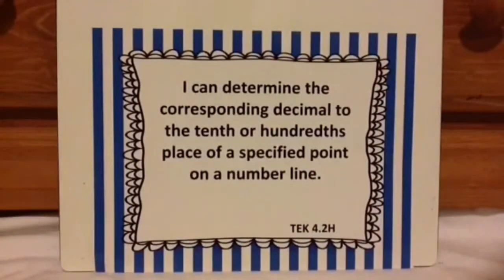Scholars, let's look at TEK 4.2H. It says, I can determine the corresponding decimal to the tenth or hundredths place of a specified point on a number line. So this basically means that you might have a number line with some blank spaces, and you are given a dot on one of those blank spaces and you have to figure out what that decimal is. So we will first look at a number line and then I'll discuss strategies.